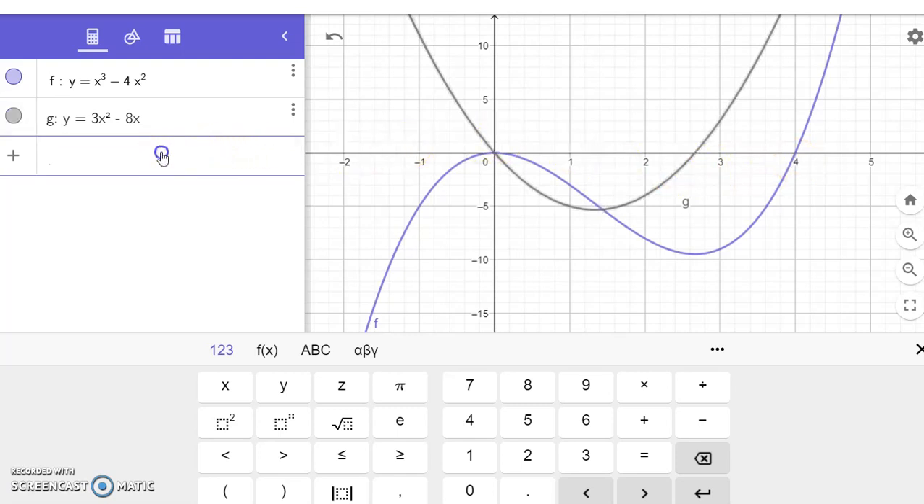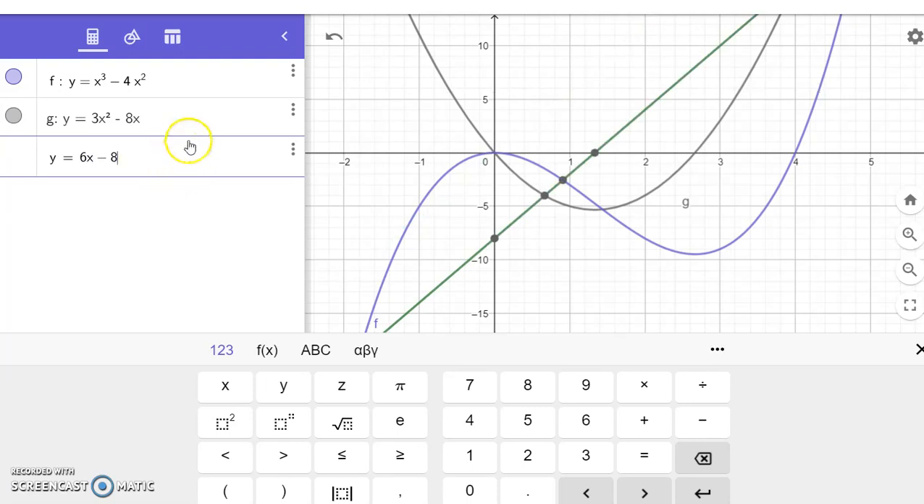So let's real quick, just for fun, go ahead and put the second derivative in. So the second derivative, we just take the derivative of the first derivative. So we've got 6x minus 8. All right, and then we can see what's interesting here.